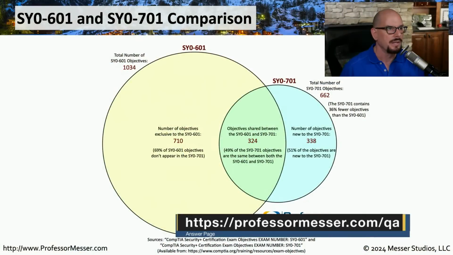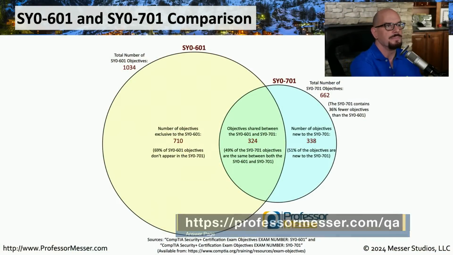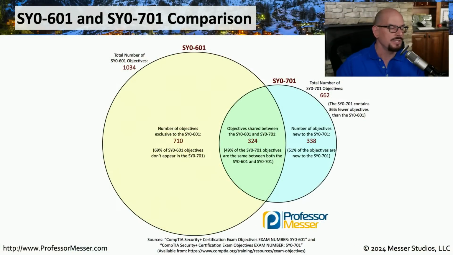The 601 and the 701 are very, very different exams. In fact, what could be better than a Venn diagram? Let's bring up the Venn diagram of the differences between the 601 and the 701 exam. The 601 exam is much bigger, with over 1,000 objectives. It's the big yellow ball we see here. The 701 is much smaller, with 662 objectives.